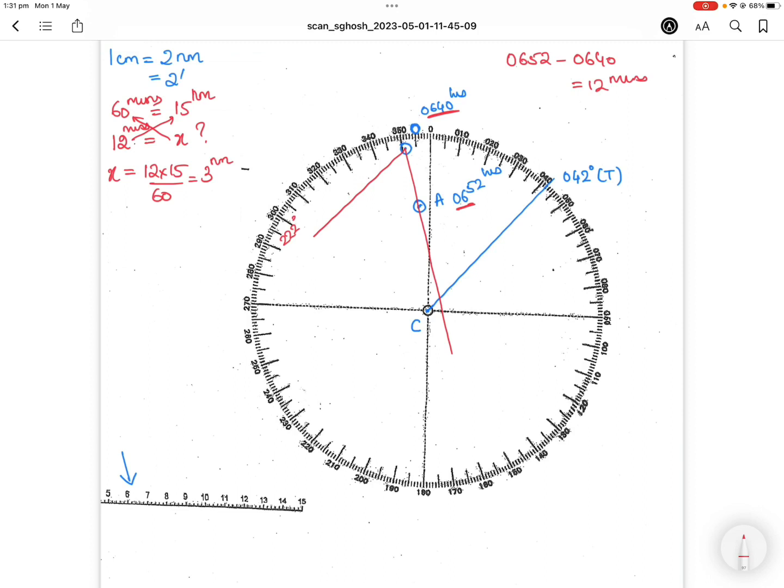Why I need to calculate that is that I will measure out 3 nautical miles on this line that I've just drawn from O, which is the reciprocal of my course. Of course, if you have taken a scale of 1 centimeter equals 1 nautical mile, measure out 3 centimeters. Otherwise, in my case, I will measure out 1.5 centimeters, and this is the point that I will call W.